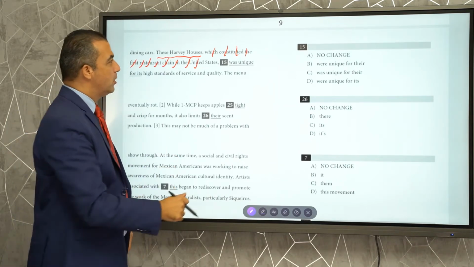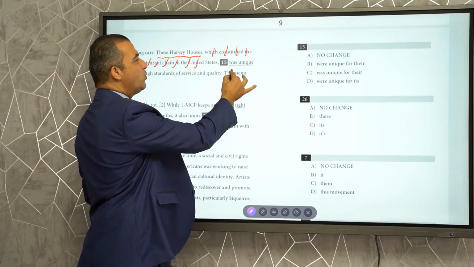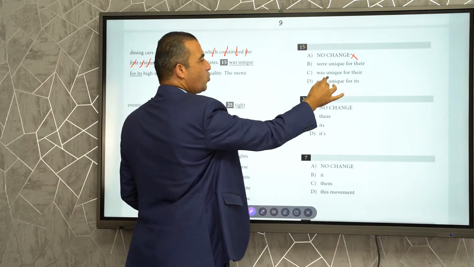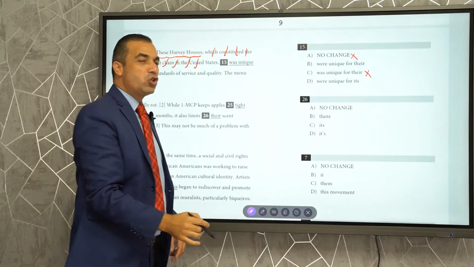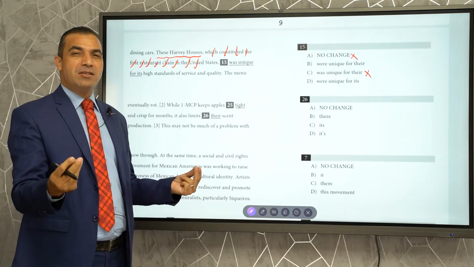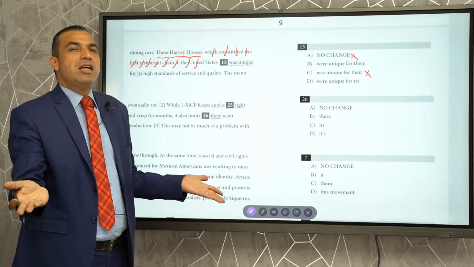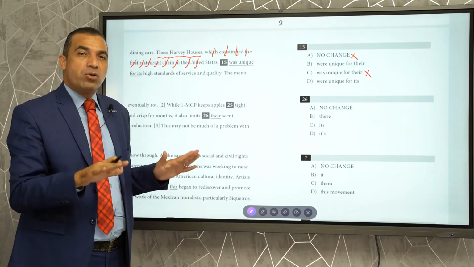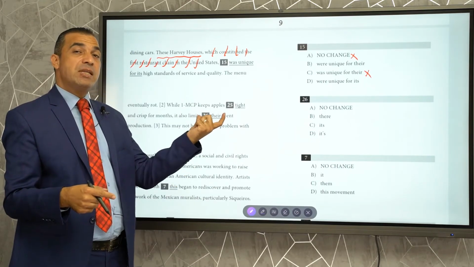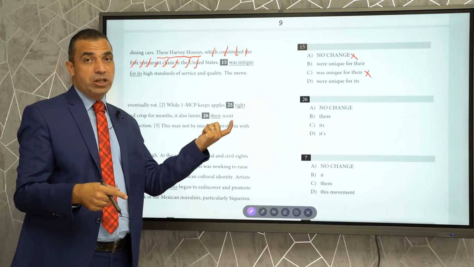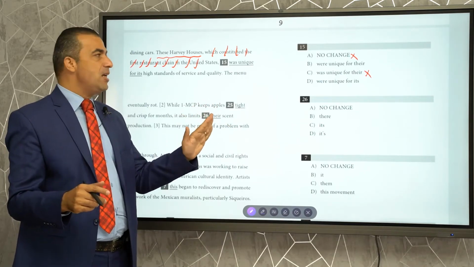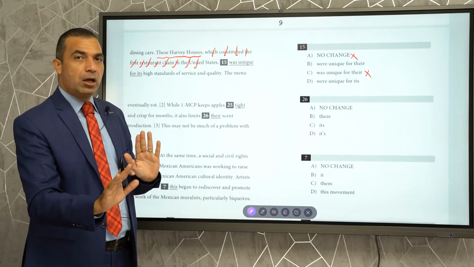Very good. Can I say these Harvey houses was? Of course not. So we eliminated two answers very quickly and very easily, because I am not talking about a singular thing. I'm talking about Harvey houses, which is a plural subject. Can I say houses was? Of course not. I can say these Harvey houses were.